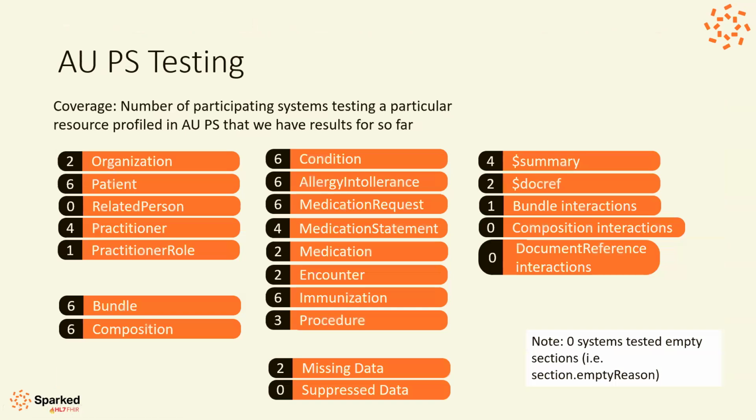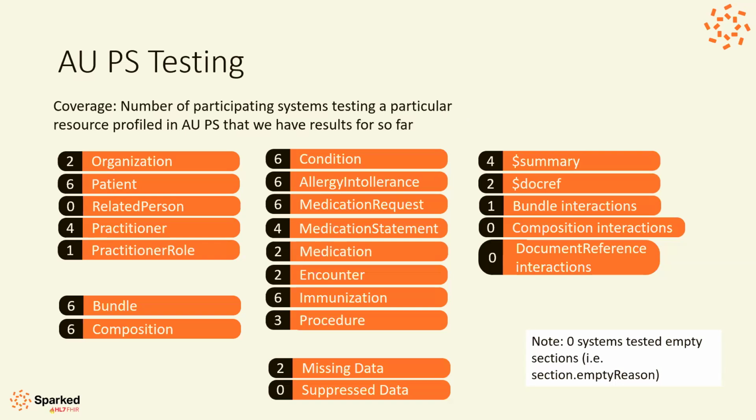So here's what this looks like. Out of the Connectathon, there were 6 systems that were doing patient summary things. And of those 6 systems, unsurprisingly, 6 of them did bundle. Of course they did, because that's what a patient summary is. A patient summary is a bundle, has a composition. So there were 6 of those. We had 6 different systems testing patient.